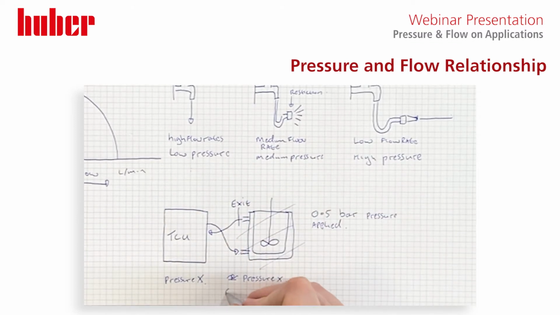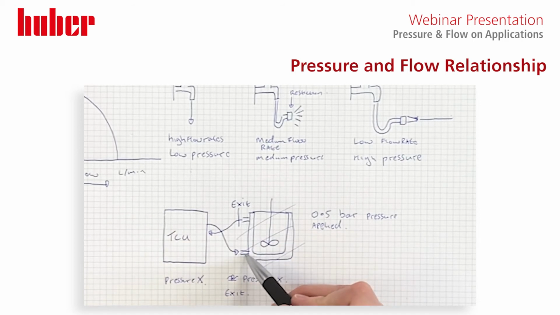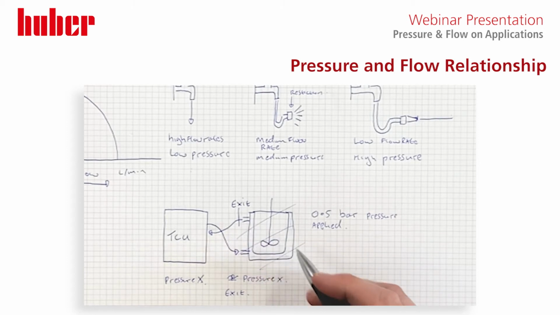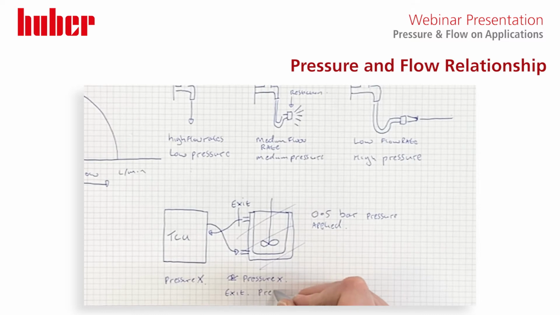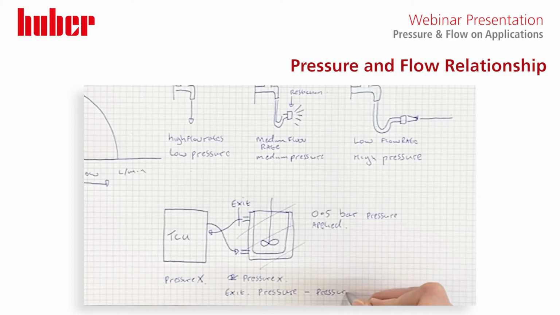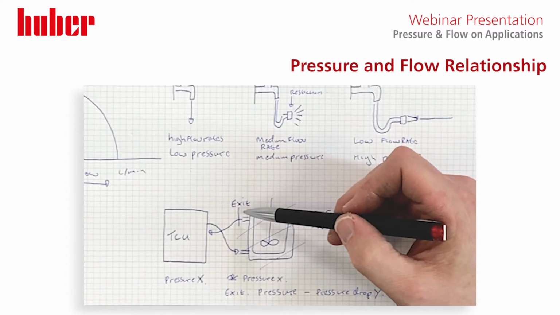On your exit, because you're pumping from a smaller ID tube into a larger ID volume and then back out again, you do get a pressure drop. So on exit, it'll be pressure X minus pressure drop Y, and this is the value you've got to be careful of.